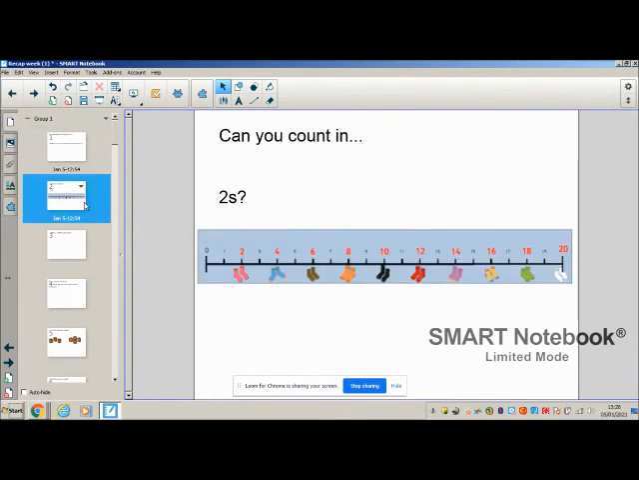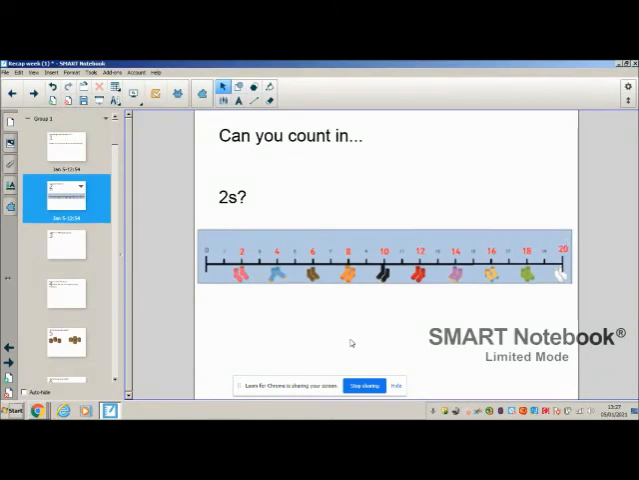Just like in school, let's start our maths lesson with some counting. I want to see, can you count in twos? Let's do the first one all together. 0, 2, 4, 6, 8, 10, 12, 14, 16, 18, 20.